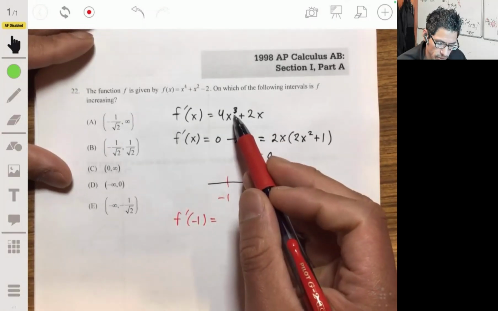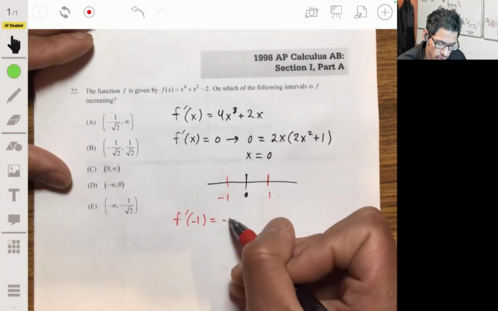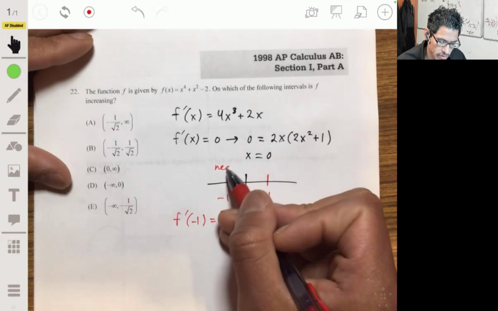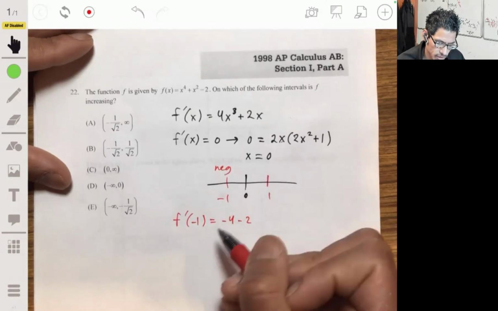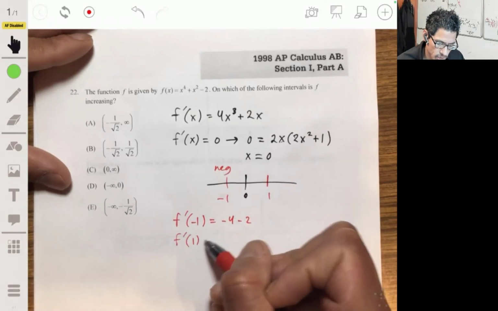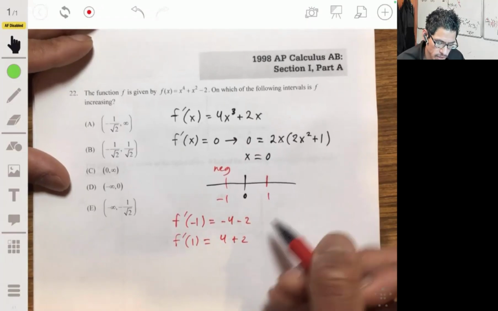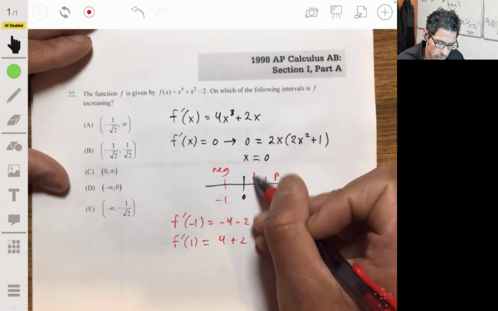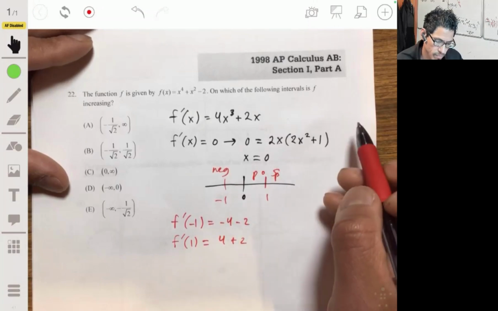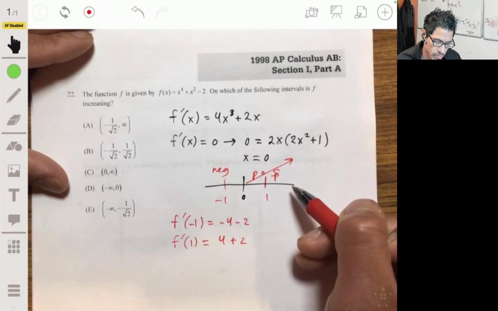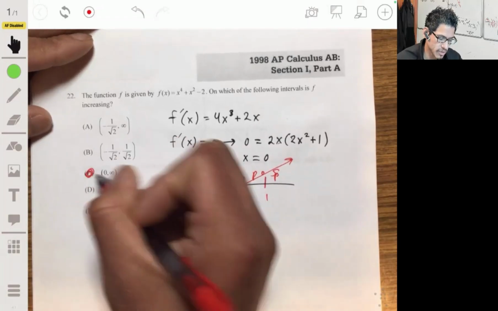That would be -4 minus 2, and we just care about the sign, so we know it's negative. Now let's look at +1. That would be 4 plus 2, which is positive. Positive from here to there. So it's increasing from 0 to infinity. The answer is C.